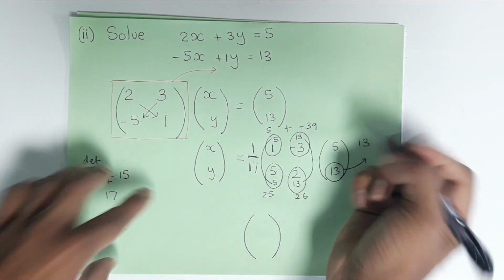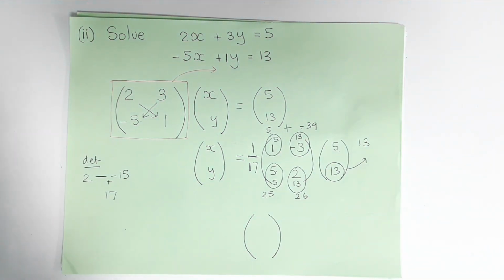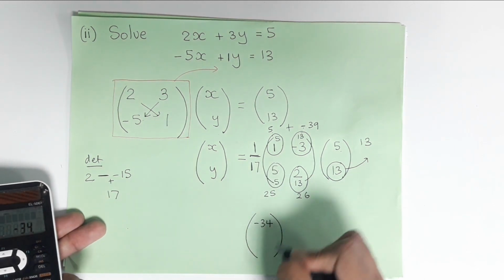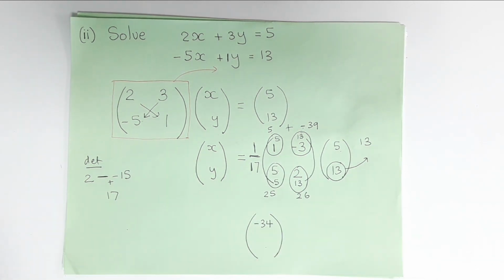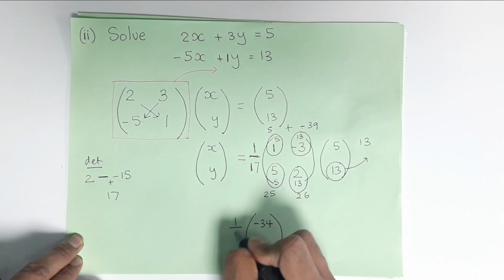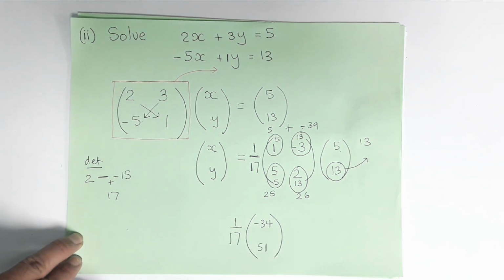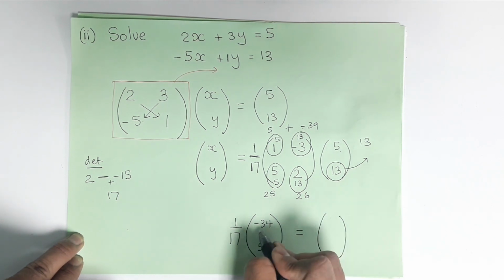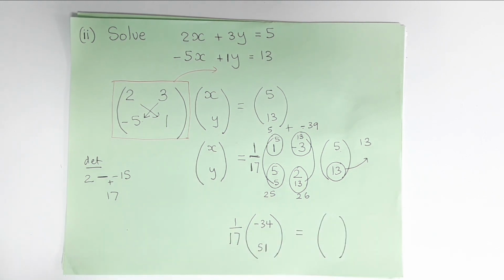5 plus a minus is a minus. So we end up with 5 minus 39, which is minus 34. And to get the underneath number, 25 plus 26 is 51. But we still have this annoying 1 on 17 on the outside. This just basically means we are multiplying everyone inside the brackets by 1 on 17, which is basically the same thing as dividing by 17.